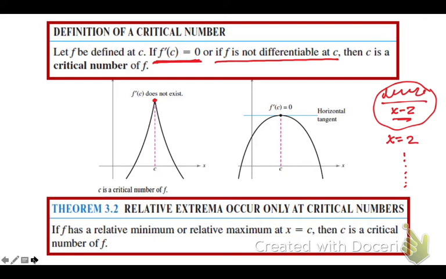Okay, so relative extrema, the min and max are critical. If f has a relative min or max at x equals c, then it is also a critical value. All it's saying is, can a critical value be a maximum or minimum? Yes, that's all that's saying. This is the most important thing of that.